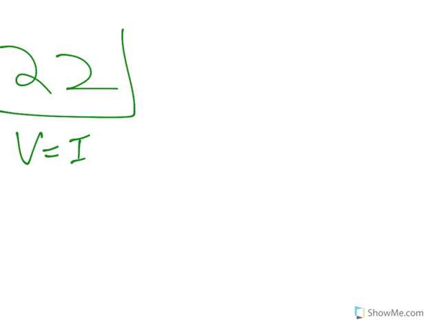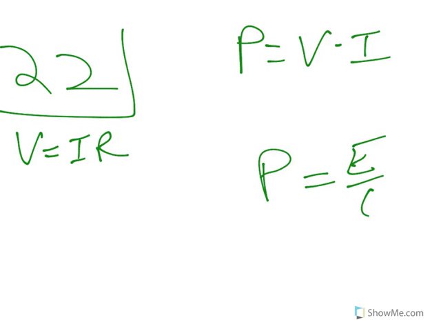Number 22. An electric iron draws a current of 5 amps and has a resistance of 20 ohms. The amount of energy used by the iron in 40 seconds is. So this is just like 13. We're doing voltage equals current times resistance. Power is equal to voltage times current. Power is equal to energy divided by time.